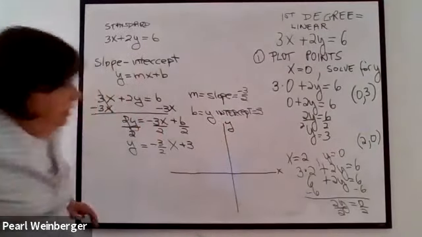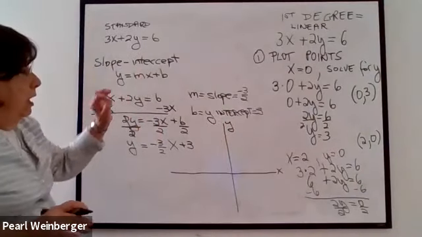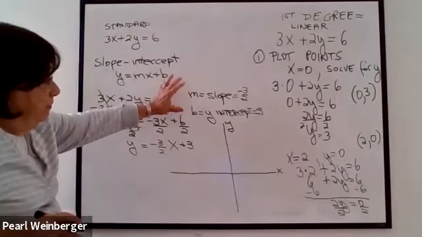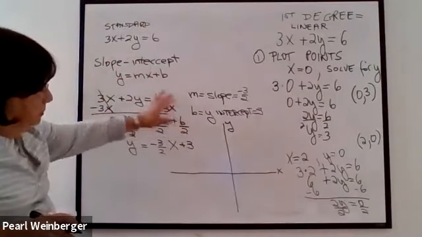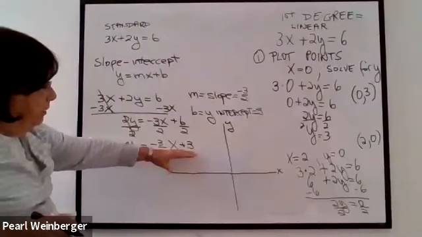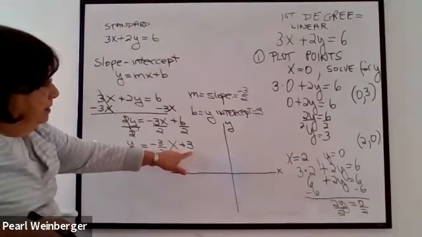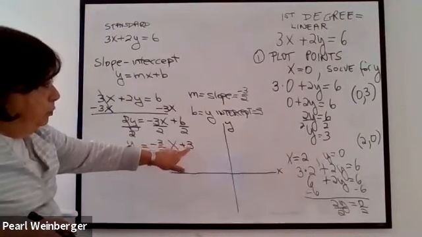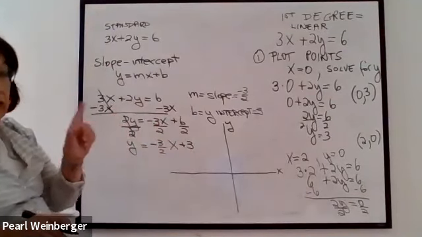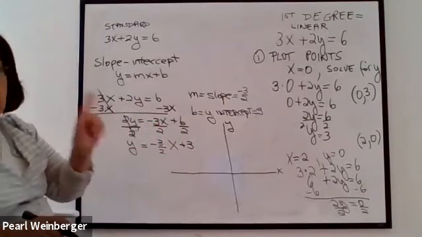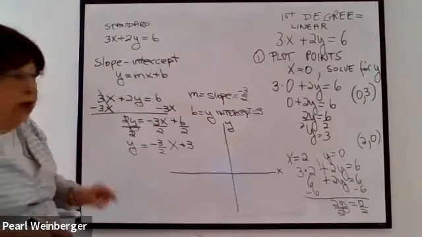When I have my line, I don't have to plot any points. I first put it in the slope-intercept form, y equals mx plus b, and I look at the b. The b in this case is 3. Remember what I told you the b stands for? It's the y-intercept. That means it's where the line is crossing the y-axis.